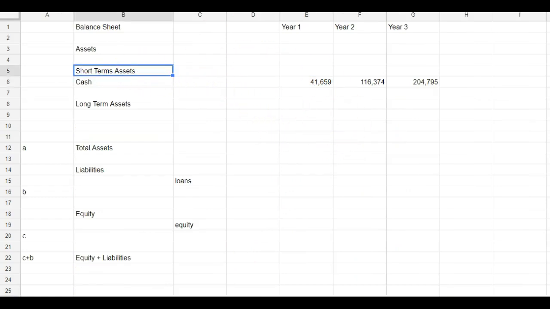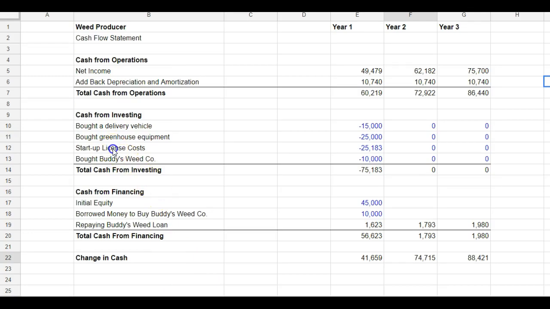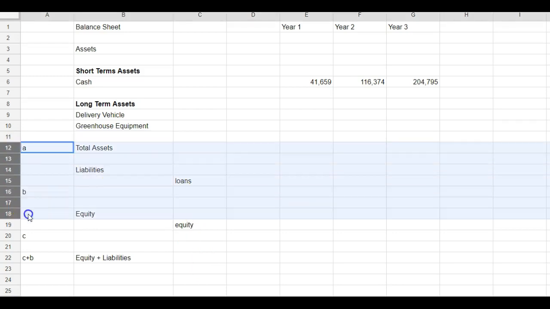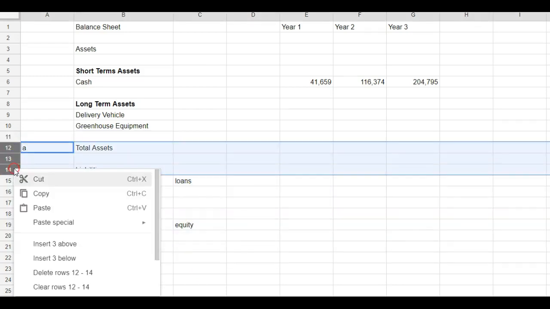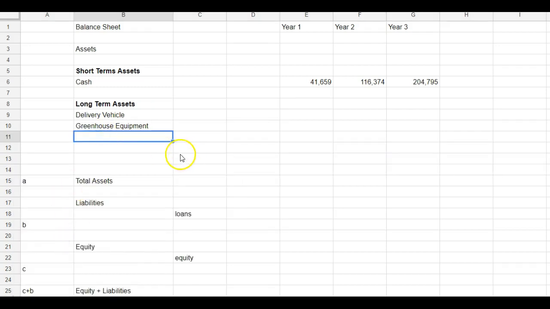All right. So there's our short-term assets. Here's our long-term assets. Your long-term asset is what you paid for it minus its depreciation. So I know we've got a delivery vehicle. I know we've got greenhouse equipment. I know we've got a license, a startup license. Let's see what we've actually got here. Startup license and a Buddy's Weed Company. So these are all assets. So we'll stick them in here. We've got our startup license and Buddy's Weed Co.